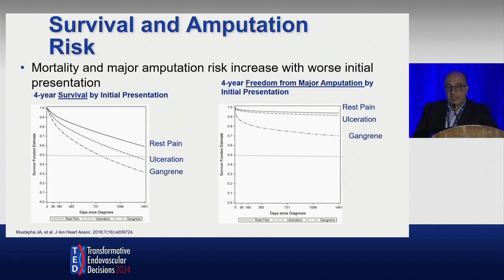On survival risk and amputation, once you go down this route, mortality and major amputation risk increase with worse initial presentation. This is a graph to the right, the 4-year survival by initial presentation. The worse the presentation, the worse the survival over the next 4 years.